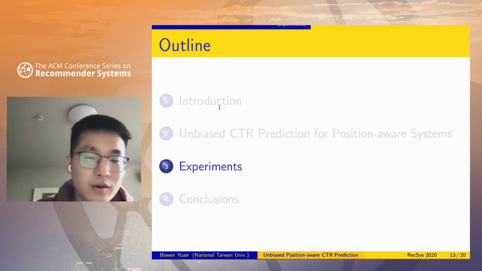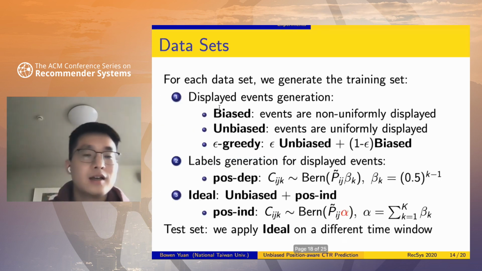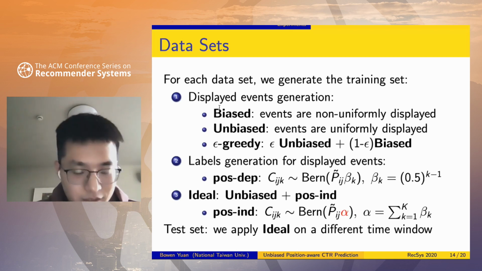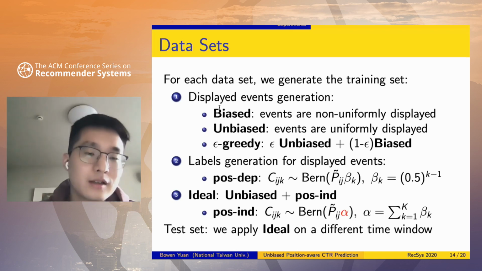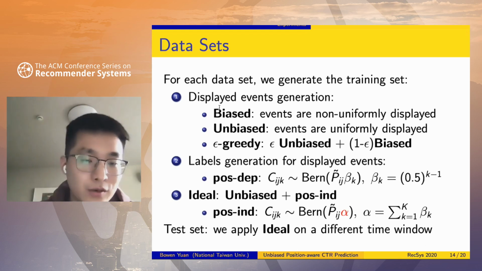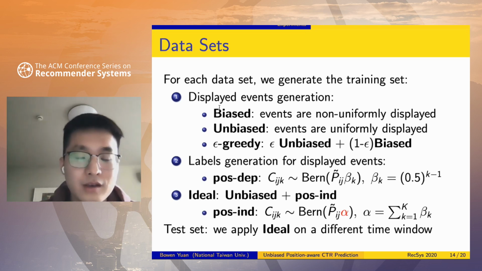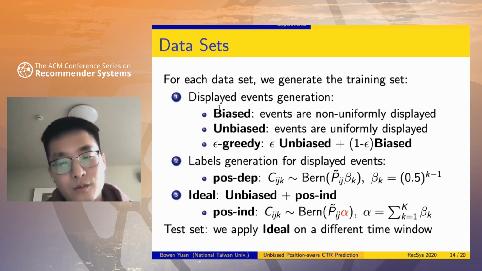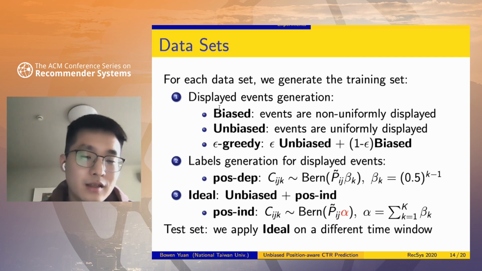Okay, next I will present our experiment. For each data set, we generate a training set as follows. We first do the display event generation in the following three versions. The first one is the biased one, where the events are not uniformly displayed but according to their expected revenue. The second one is the unbiased one, where the events are uniformly displayed. The third one is the combination of a small ratio of the unbiased data set and a large ratio of the biased data set.